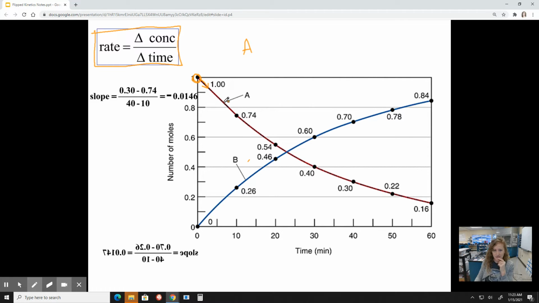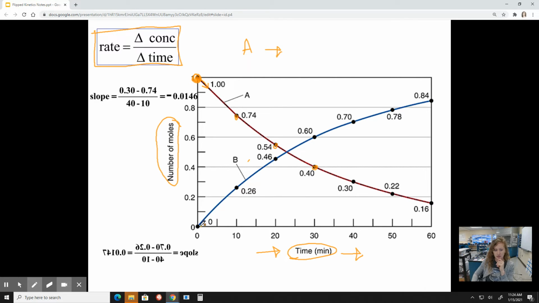I want you to think through this on your own and then compare to what we come up with together. Okay, so notice A is diminishing, right? We start at number of moles for A at 1, and as the reaction proceeds forward, notice our x-axis is time. As our reaction proceeds forwards, we get less and less and less moles. So A is going to be our reactant.